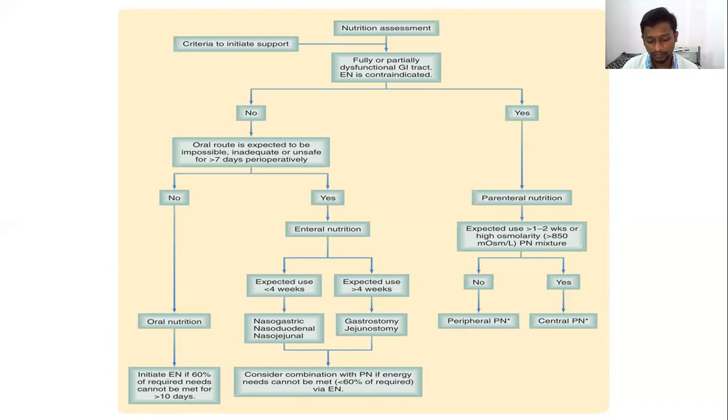This is the end of the class for now, and by now you already know the basic physiology of metabolism, what would happen in case of stress or surgery, and what we are supposed to do in case of a malnourished patient who is supposed to undergo surgery. Thank you for listening to the class.